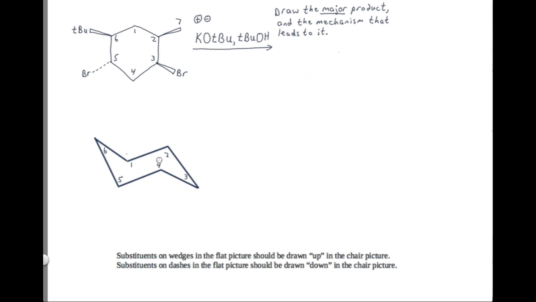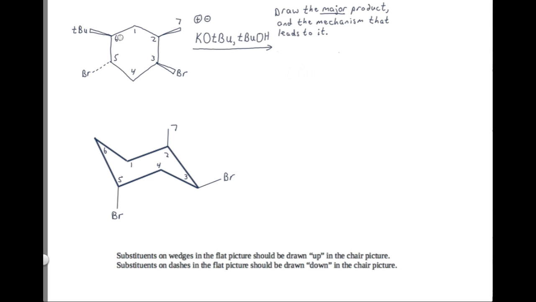Now we place substituents in the chair picture using this rule. So let's see, on carbon 2, carbon 7 is on a wedge, so carbon 7 should point up in the chair picture. A wedge in the flat picture becomes an up position in the chair picture. Then on carbon 3, the bromine was on a wedge, so the bromine should be pointing up in this picture. Wedge in the flat picture becomes up in the chair picture. On carbon 5, the bromine is on a dash, so this bromine should be pointing down in the chair picture. A dash in the flat picture becomes down in the chair picture.